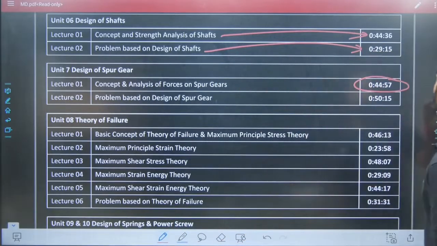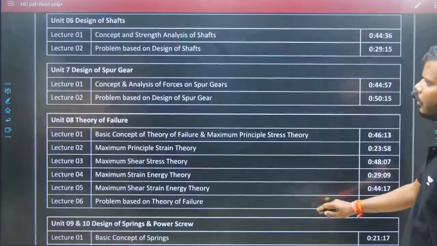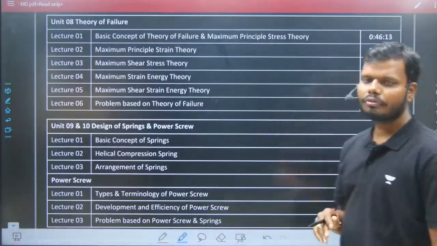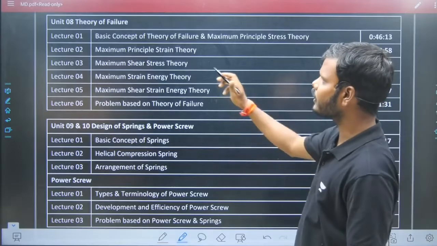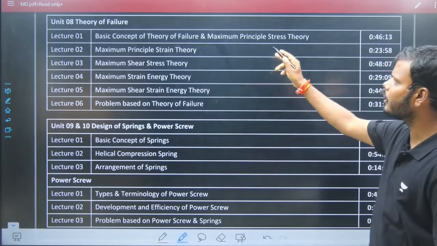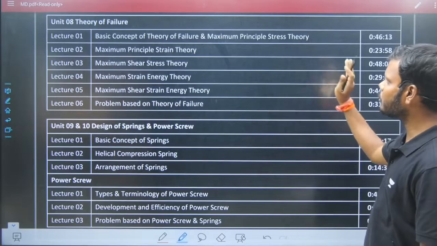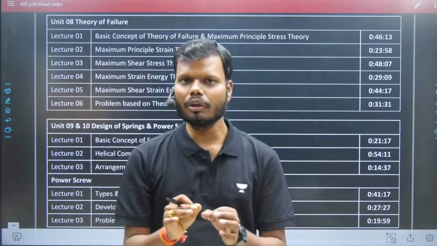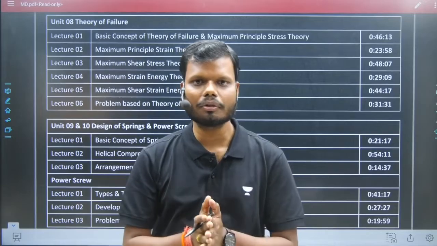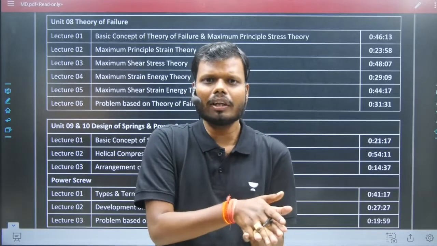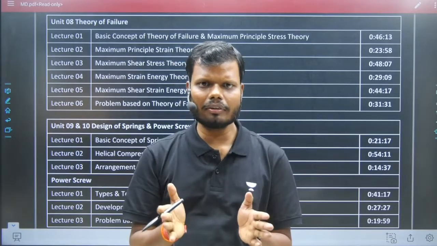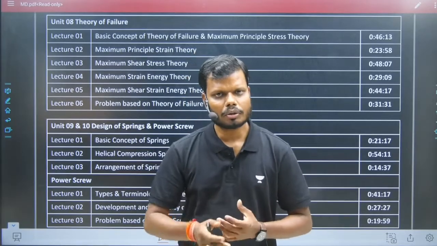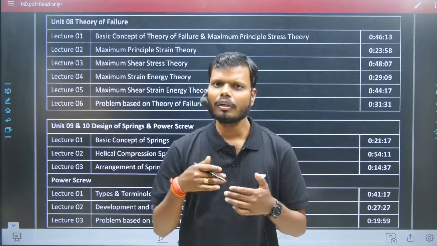Next, unit 8, theory of failure. Lecture 1 is basic concept of theory of failure and maximum principal stress theory. First of all, as we know, a total of 5 theories of failure are covered in strength of materials or machine design. There is no difference between the strength of materials concept and the machine design concept. So total 5 theories of failure will be discussed.